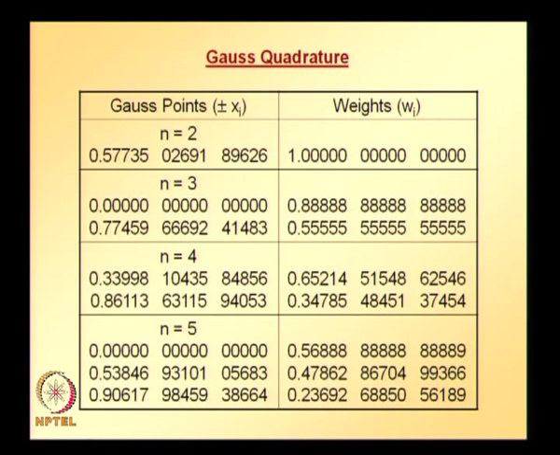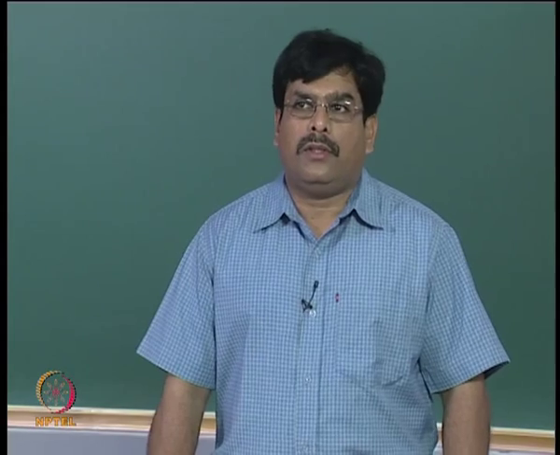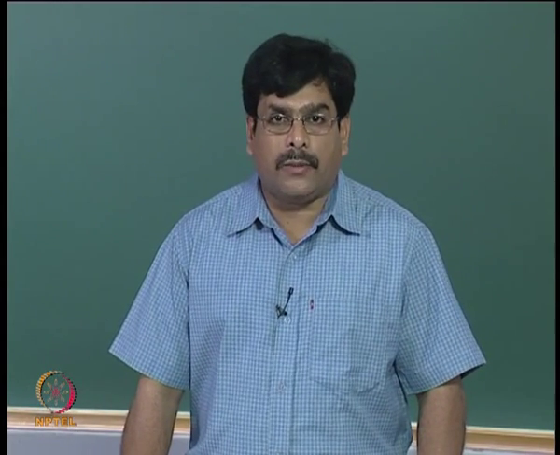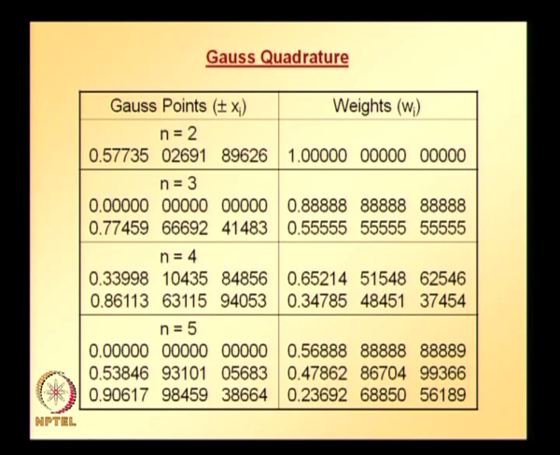And they are reproduced here. We have already looked at this earlier, except that the table starts from n is equal to 2. At n is equal to 1, the location of the integration point is 0 and the weight is 2. So, this table gives n is equal to 2 to n is equal to 10. In this portion of the table the points and weights for n is equal to 2, 3, 4, 5 are shown.